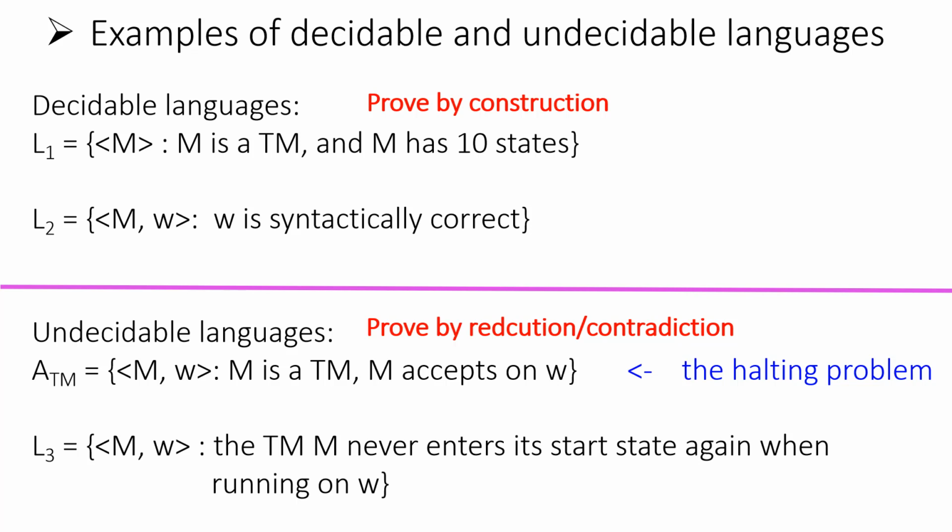Now, another undecidable language, L3, checks whether a Turing machine enters its start state again when running on W. Still, if M halts on W, it is easy to tell. But if M loops on W, then we might not have an answer for it, which makes it undecidable. My reasoning here is just my intuition. For a formal proof, we usually need to use reduction or diagonalization. That's a topic for later sections.